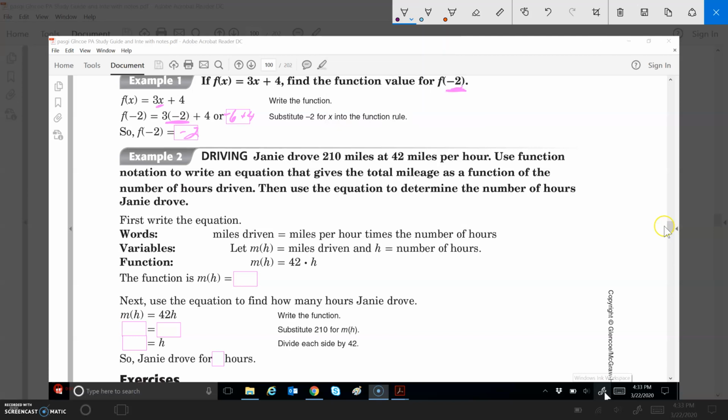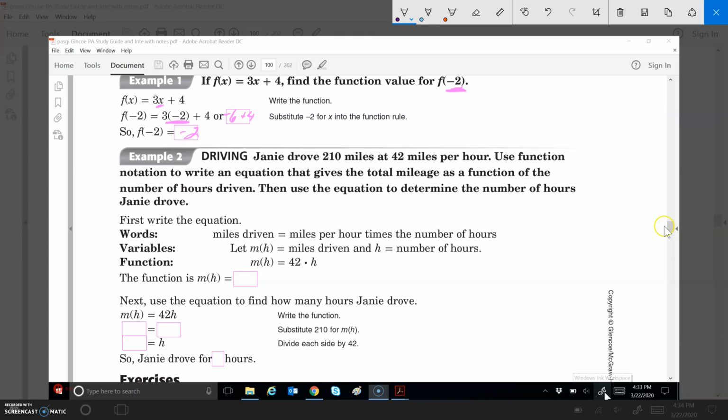All right, example 2, driving. Janie drove 210 miles at 42 miles per hour. Use function notation to write an equation that gives the total mileage as a function of the number of hours driven. Then use the equation to determine the number of hours Janie drove.